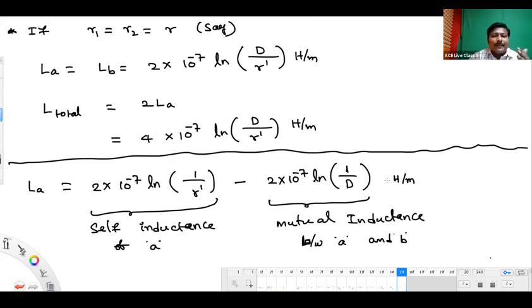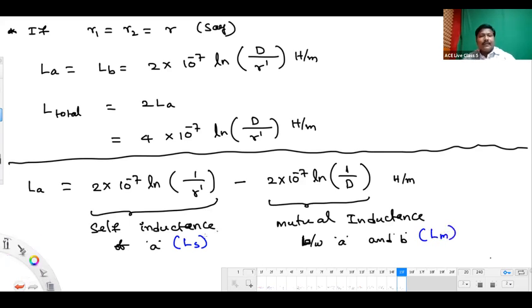Regarding units, sometimes I'll write millihenry by kilometer, sometimes Henry by meter. Kindly observe: if I write 2 into 10 power minus 7, I will be going for Henry by meter. If I write simply 0.2, I will be keeping millihenry by kilometer. You have to think what I am writing here exactly. Now, I'll call this self-inductance LS, and this mutual inductance LM.